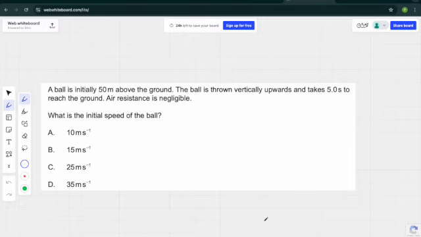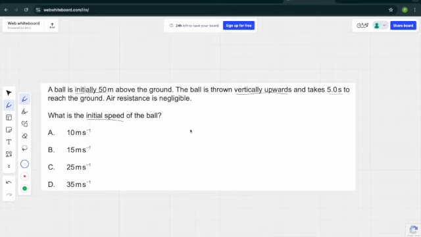Video in the problem solving series, where I take you through my methods and tips and tricks to solve actual IB style questions. Today we'll be looking at a problem from 8.1 kinematics. So this question says a ball is initially 50 meters above the ground. The ball is thrown vertically upwards and takes 5 seconds to reach the ground. Air resistance is negligible. What is the initial speed of the ball?